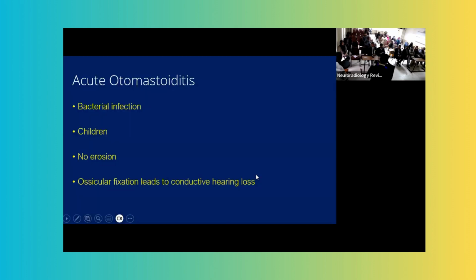So this is a case of simple automastoiditis in which we see there is a soft tissue attenuation in the epitympanum and mesotympanum, but there's no erosion of the ossicles here. And there is a diffuse thickening of the middle ear as well as the external ear. Acute otomastoiditis. So it's a bacterial infection in children usually.